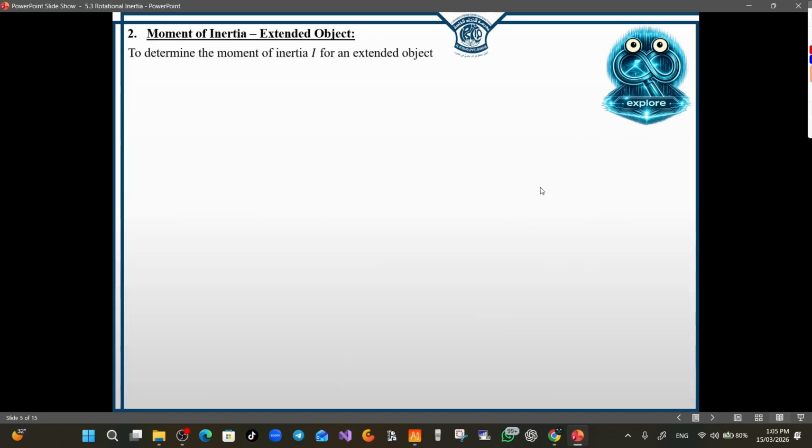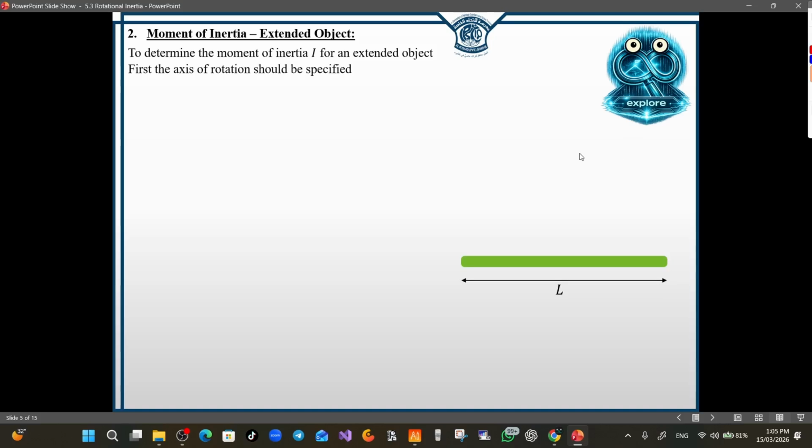Moment of inertia for an extended object. To determine the moment of inertia I for an extended object, for example here the rod, first the axis of rotation should be specified. And here let's assume that the axis of rotation passes through the center of mass of the rod.